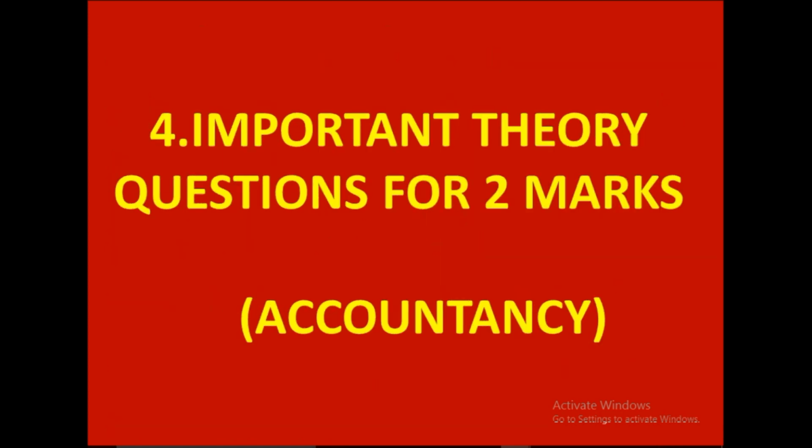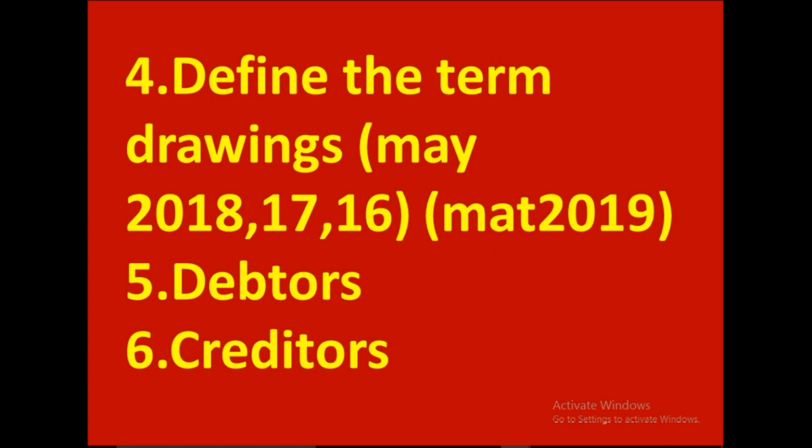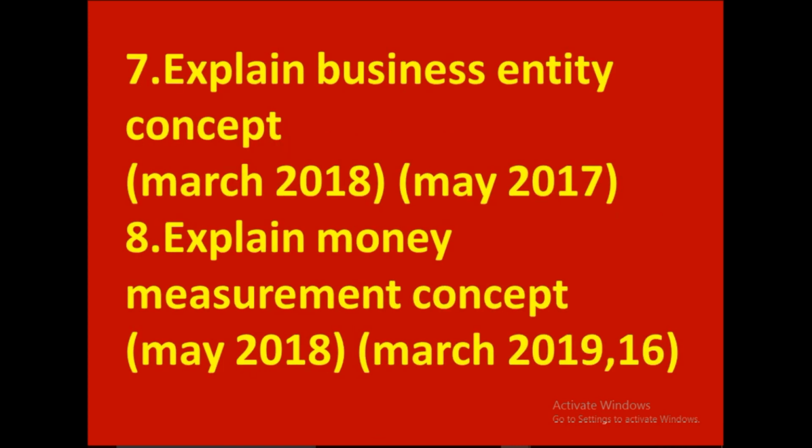Now come to the fourth point. Here we will see the important 2 marks theory questions from accountancy part. First one, define accounting. Second, what is an accounting cycle? Third, define capital. Fourth, define the term drawings. Fifth, debtors. Sixth, creditors.